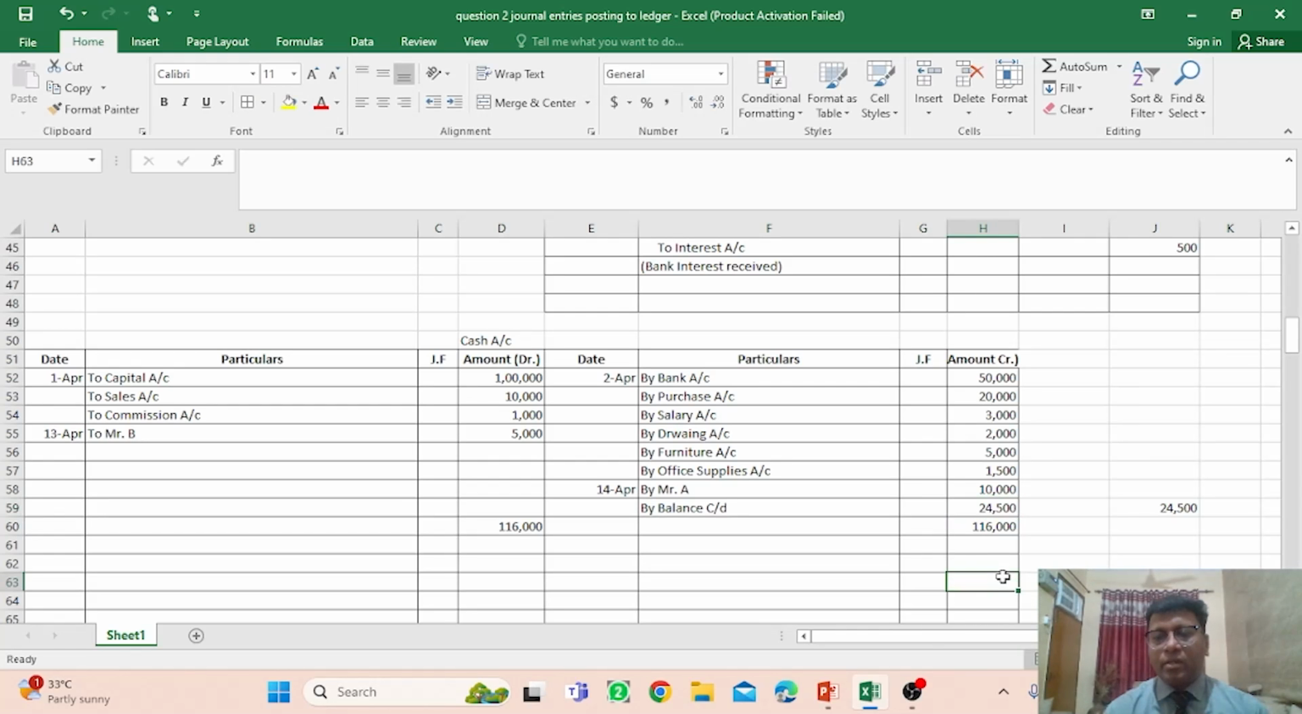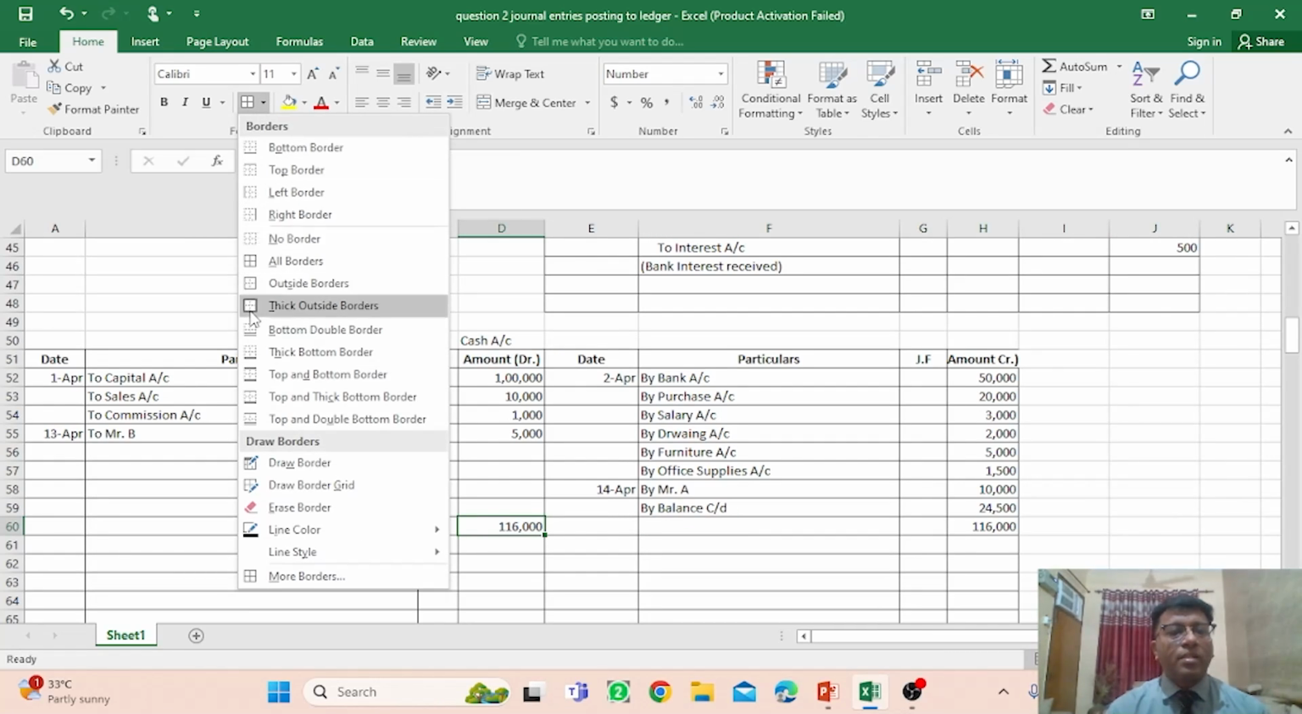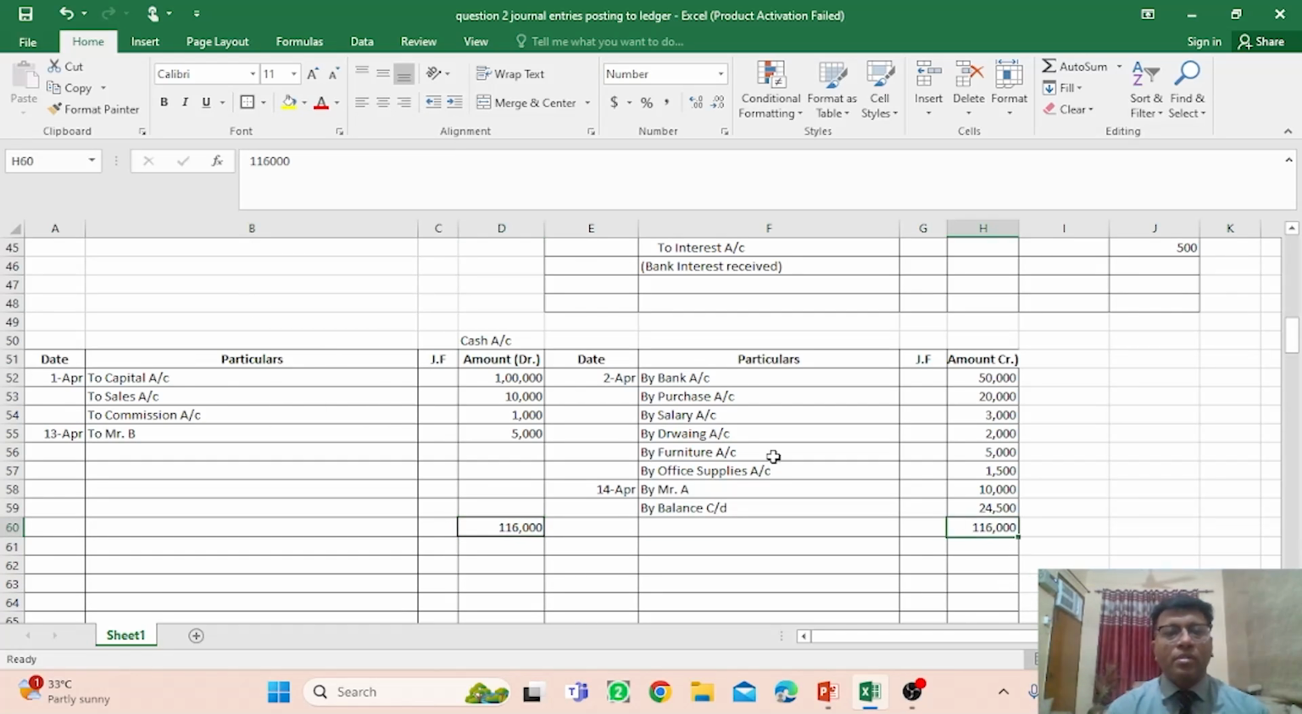24,500. Okay, so this is the particular balance of this account, and you have taken the total, right? So this is the particular total of this account, the cash account, and this was the balance, right? And this balance would be carried down, brought down in the debit side, in the other side. Okay, so to balance b/d, brought down, right? And what was the amount? To 24,500, right?